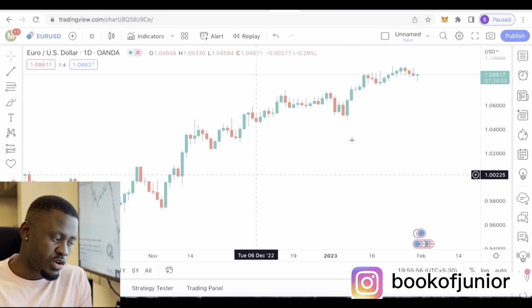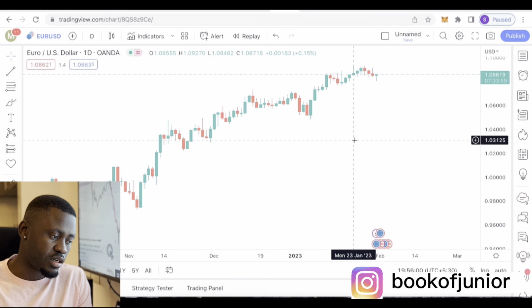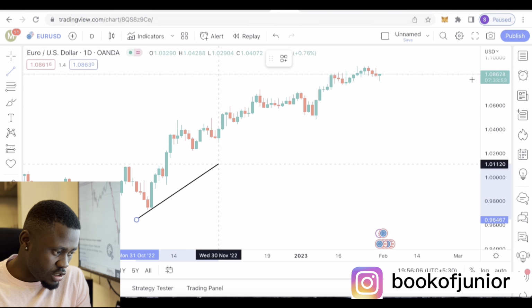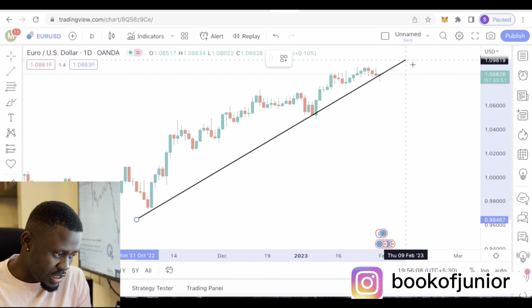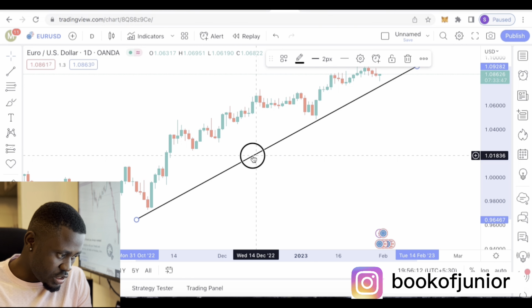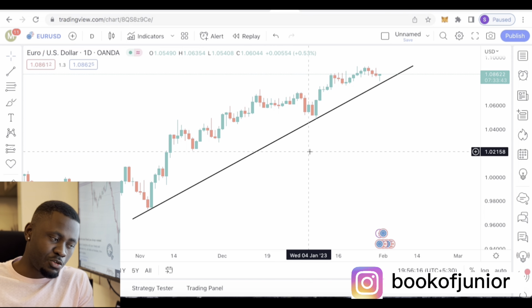So as you can see, we have an uptrend market. The way we mark it out to show that it's a trend market, you come here and choose your trend line, and then you're going to draw it out. We are going to mark it out like this to show that this is our trend line, as you can see right there. So that's the first thing that we do.